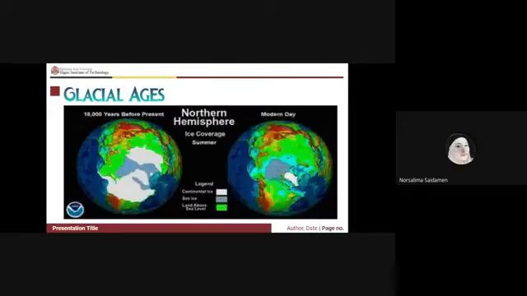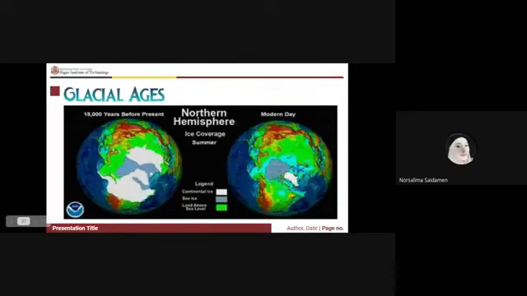So I have here the illustration. The first illustration of Earth is 18,000 years before present, and the second is the modern day. So, what is the difference between the two? The white color is the continental ice, and the blue color is the sea ice. So what is the difference between the two?